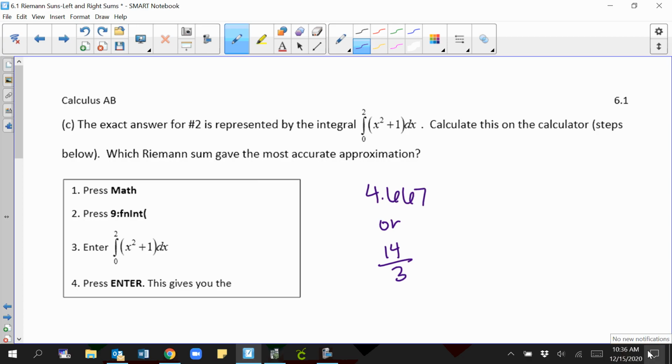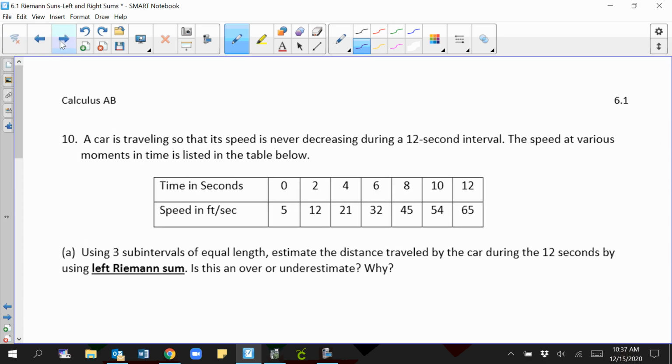And don't worry, we're going to talk a lot more about how to find integrals and find our actual area under the curve. But right now, we're just going to use Riemann sums to estimate it. So that was part C. And our last problem, number 10. A car is traveling so that its speed is never decreasing during a 12-second interval. The speed at various moments in time is listed in the table below.